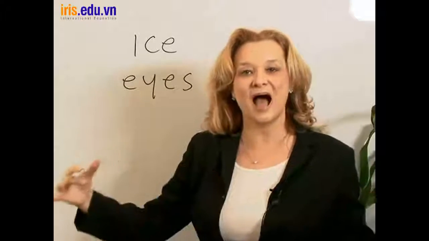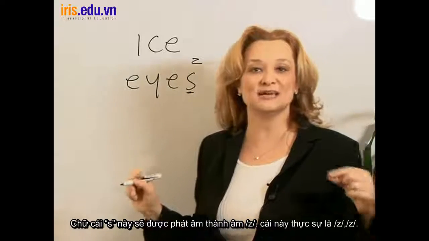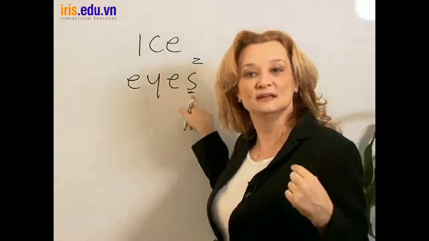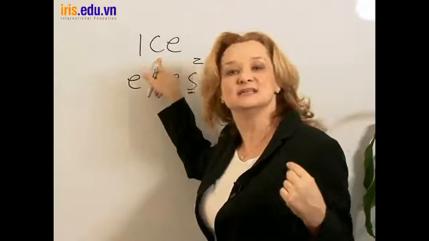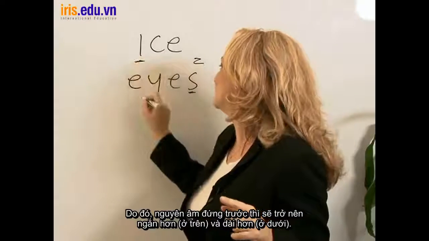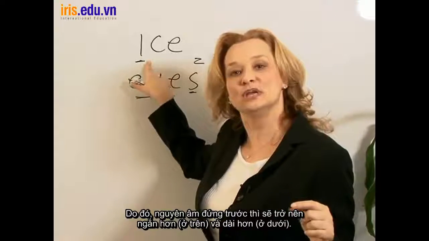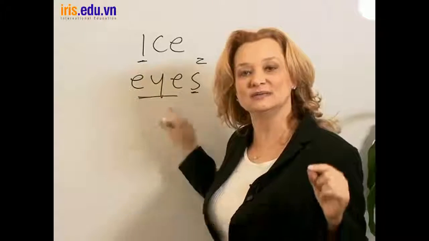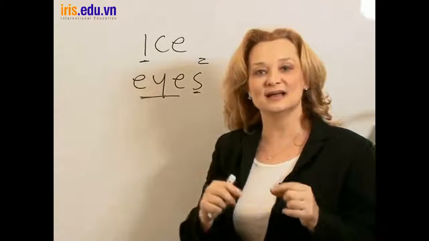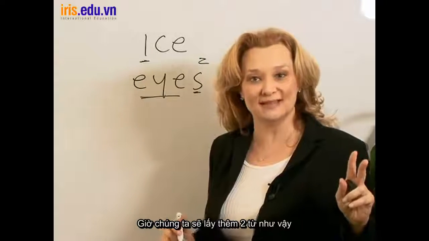Ice, eyes. This S is actually pronounced as a Z sound. This is actually Z, Z. This is voiced, and S, this is voiceless. Therefore, the vowel sound that comes before is shorter here and longer here. Listen again. Ice, eyes. Let's try two more words like that.